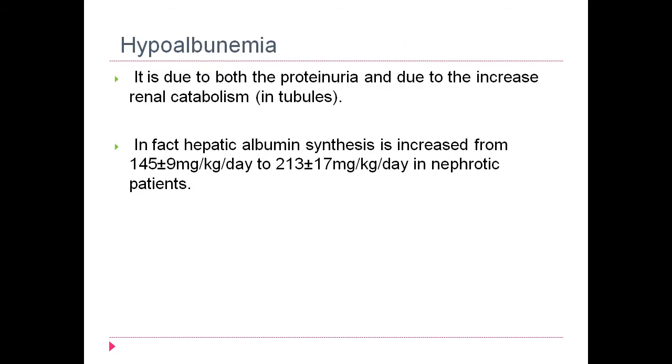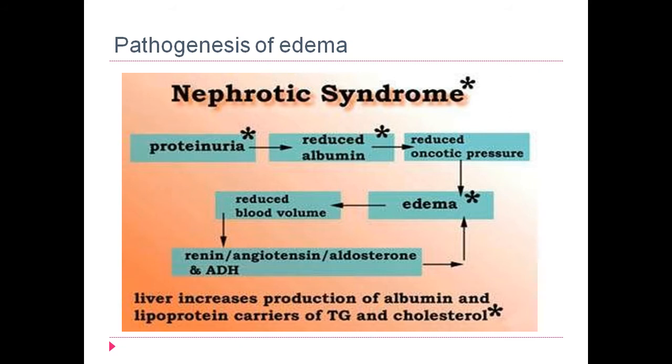Hypoalbuminemia, why does it occur? It is due to both proteinuria and decrease in renal catabolism. In fact, hepatic albumin synthesis is increased. You can see the chart over here. There is proteinuria, and this reduces the albumin. Then there is reduced oncotic pressure, which leads to edema, and the blood volume is reduced because there is loss into the other spaces, and that activates your renin, angiotensin, aldosterone system and ADH. And the liver increases production of albumin and lipoprotein carrier of triglyceride and cholesterol.